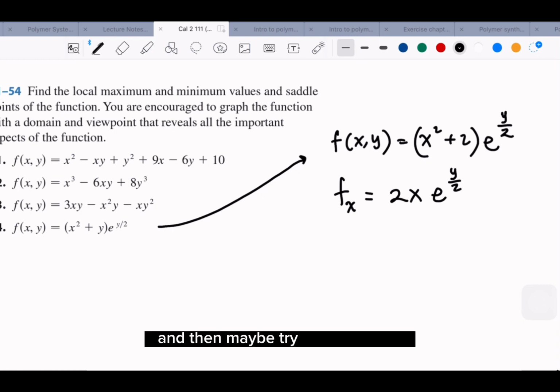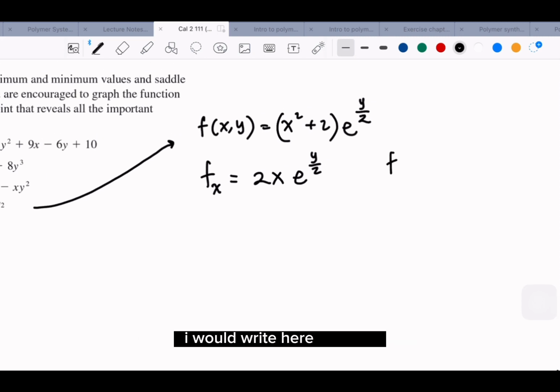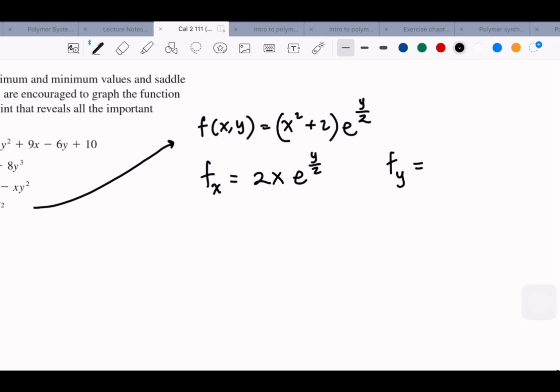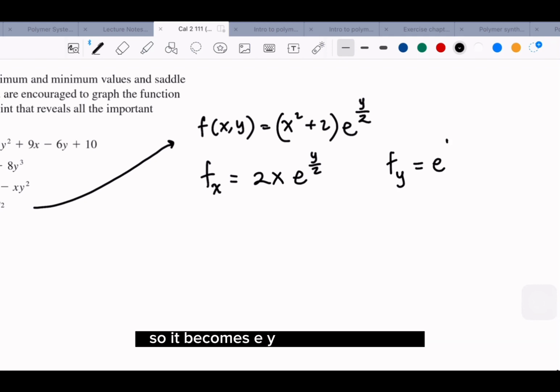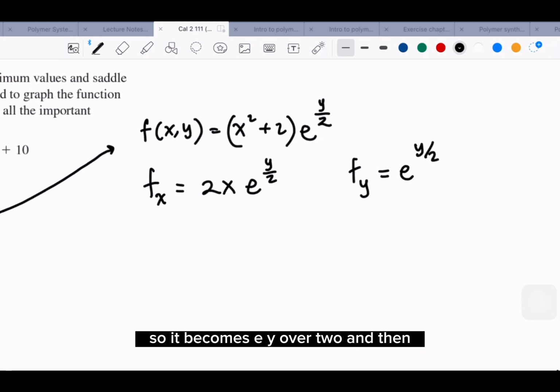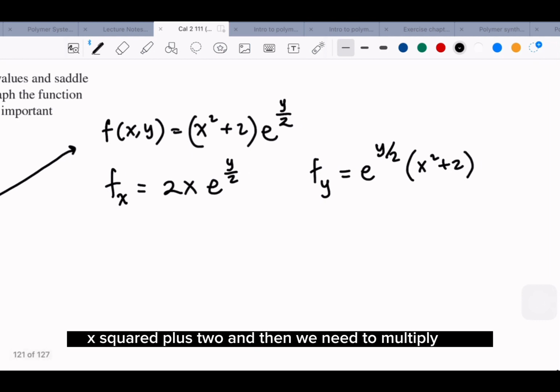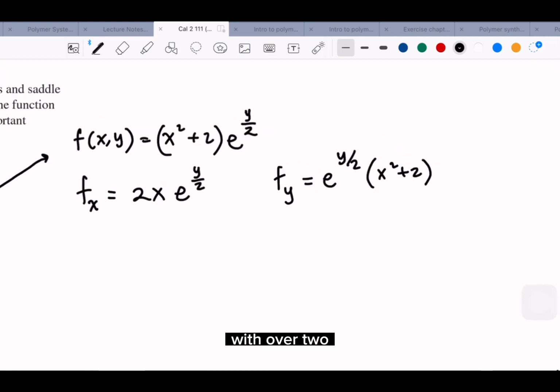And then, on the side I will write here, partial y. So we are going to differentiate the e. So e differentiated becomes another e with the same value, but with the chain rule, y over 2 becomes a half, right? So it becomes e^(y/2), and then x squared plus 2, and then we need to multiply by 1 over 2.